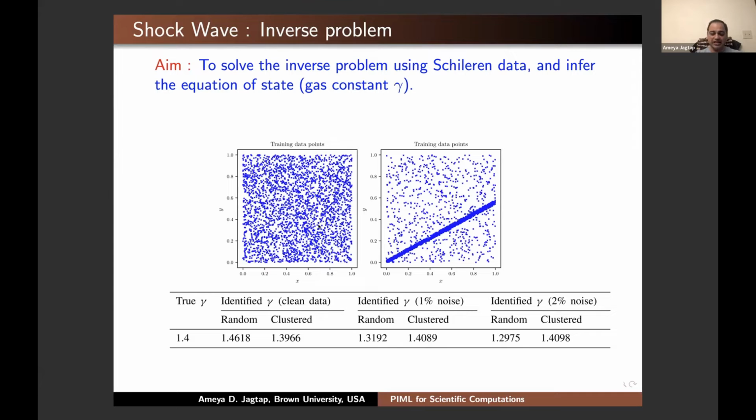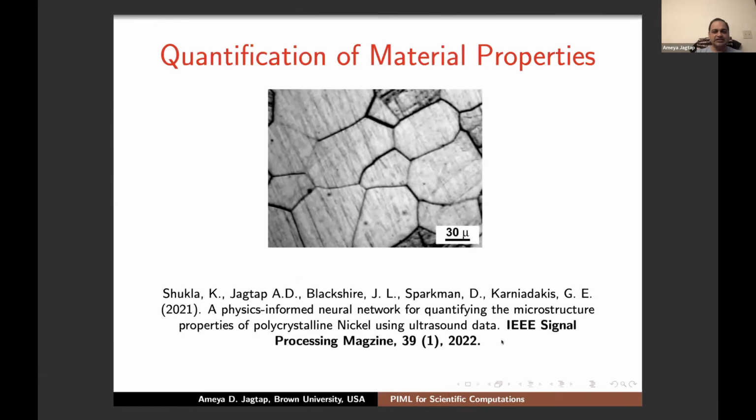And since it's an inverse problem, we know the location of the shock from the Schlieren data. And if you add noise to that data, 1% noise, 2% noise, we are still able to recover the gas constant pretty accurately in both cases. But you can see that with random points, there is a large error compared to the cluster points. Okay, let's see another example, which is the quantification of material properties.